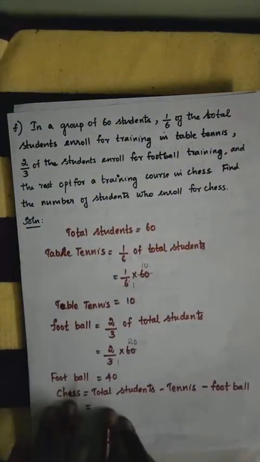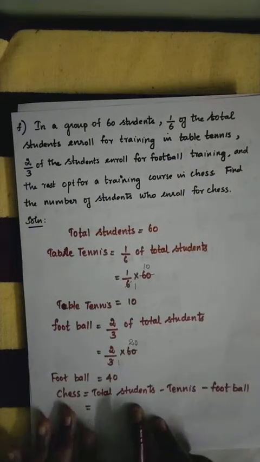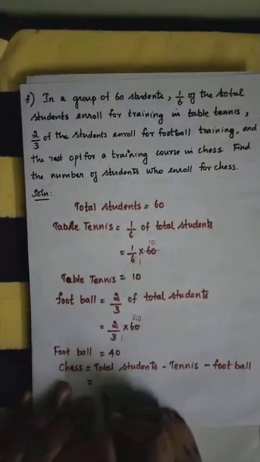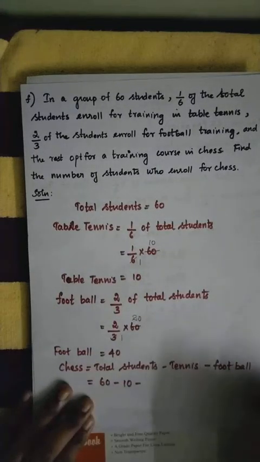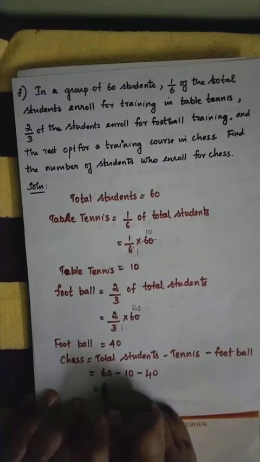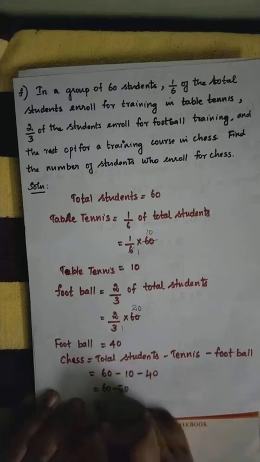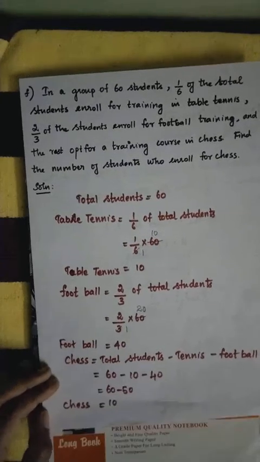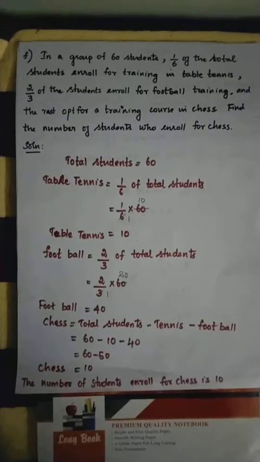So chess is equal to total students minus tennis minus football. From the total students, just subtract the numbers for tennis and football. Total students is 60. 60 minus tennis is 10. For football it is 40. So it is 60 minus 10 minus 40. So 60 minus 40 is 20, and minus 10 is 10. So this is for chess. So the number of students enrolled for chess is 10. So this is the answer.